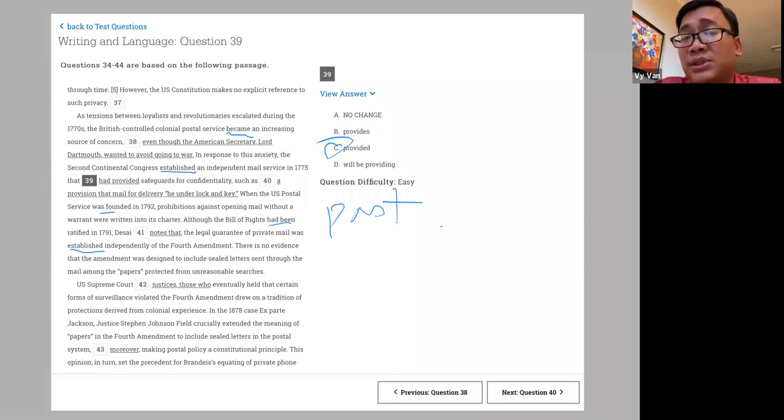And some people ask me, why is it not A? This is the past perfect tense, so it's something that happened before the past. So most of the time it is wrong. Here it's just simply past tense. Okay.